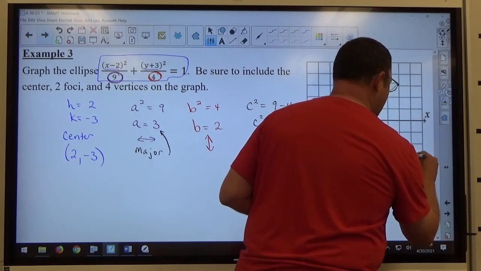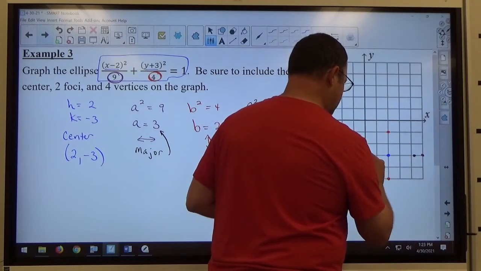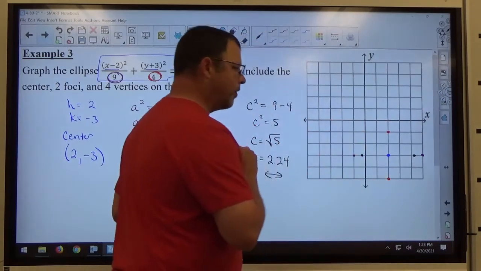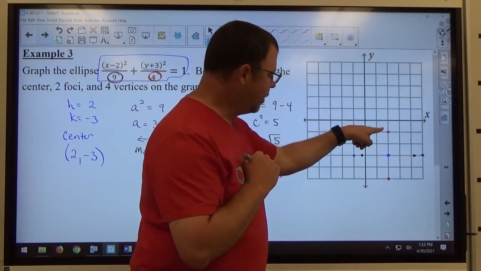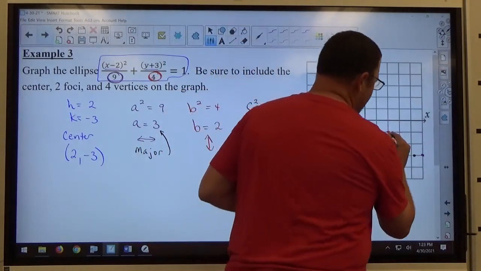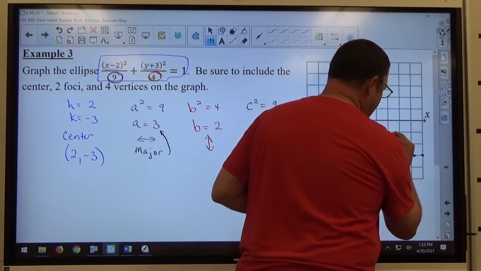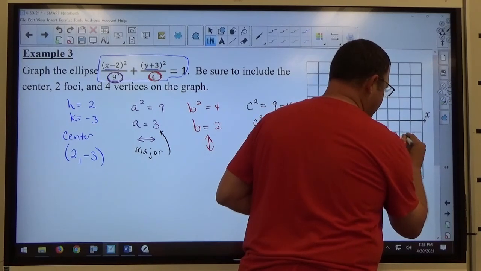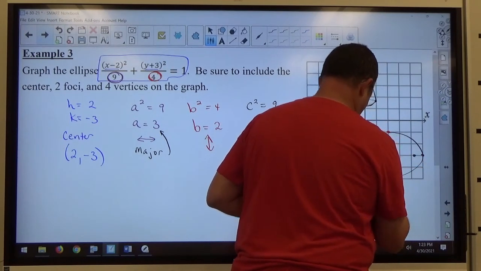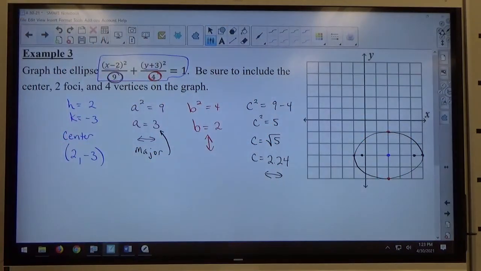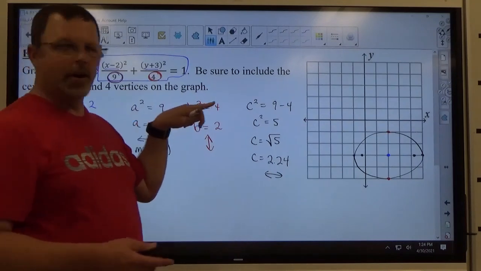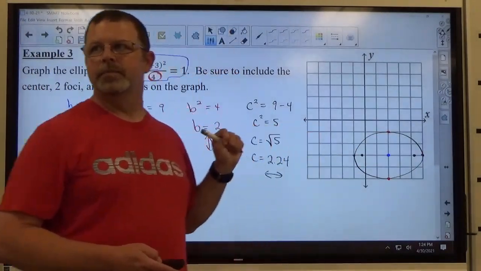So 2.24 to the right of center would be right about there. 2.24 to the left of center is right about there. And then I simply have to connect the dots, the 4 outside points, the vertices here, to create the ellipse. Make it somewhat curvy. Just try and make it so it looks like it doesn't have straight lines. And that looks good enough to me. So every ellipse should look like that, an oval with 3 dots in between.